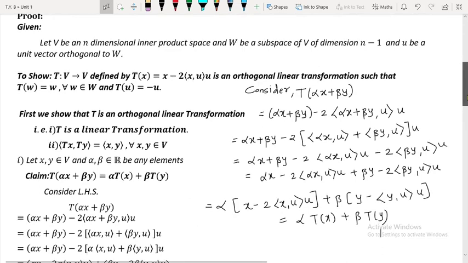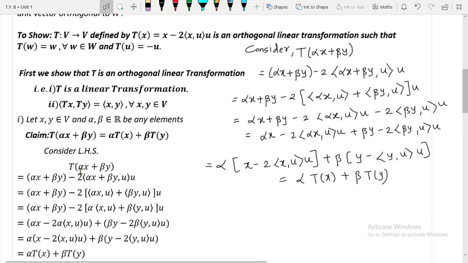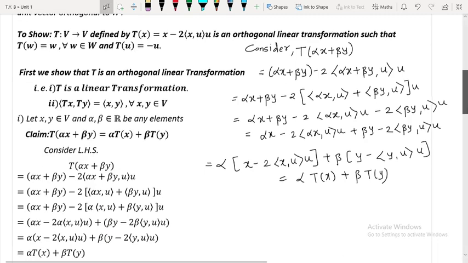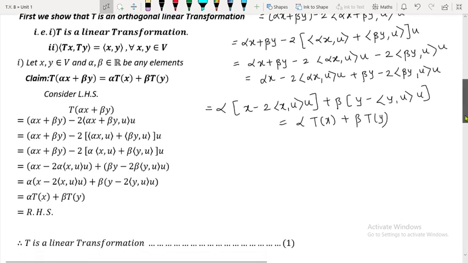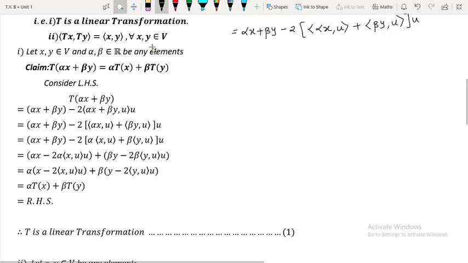Now we will show that T preserves inner product. So that is what is written here. Therefore T is a linear transformation. Now we are going to prove T preserves inner product, but before that I will erase this. In order to prove T preserves inner product, I will say let x, y belonging to V be any elements. Our claim is to show this.